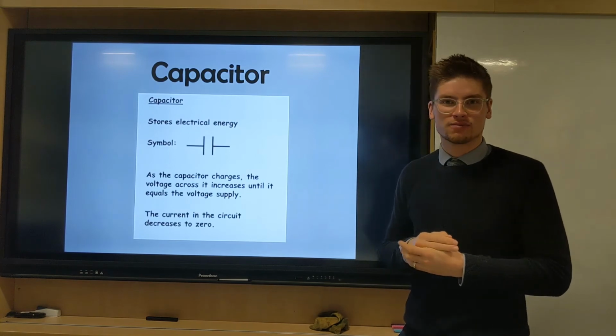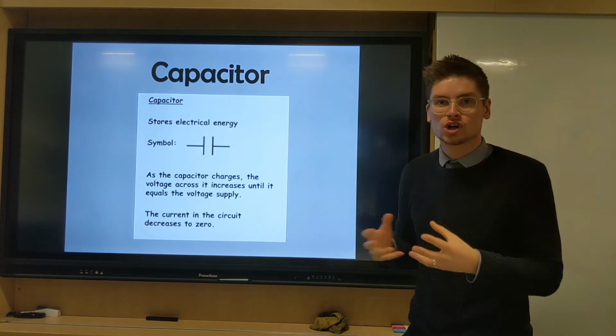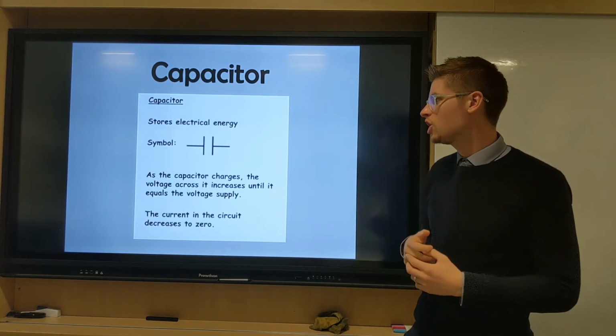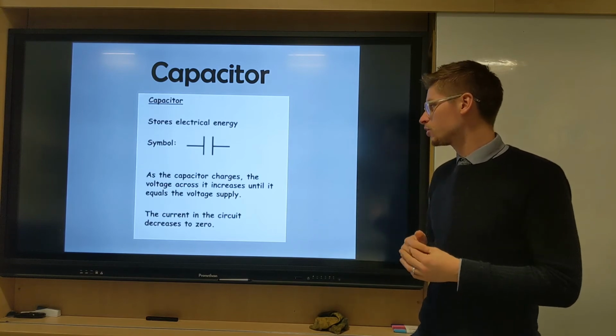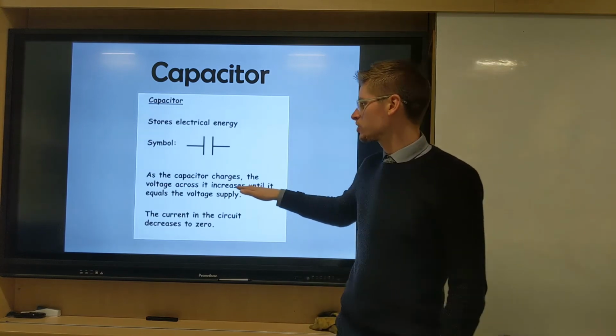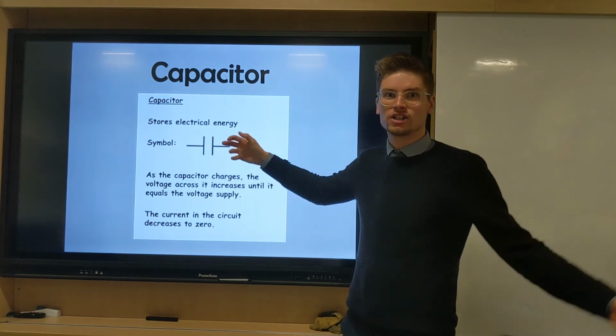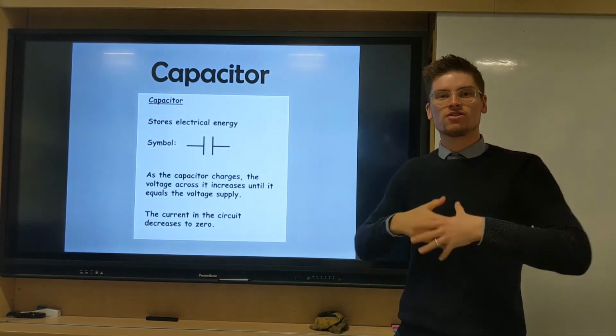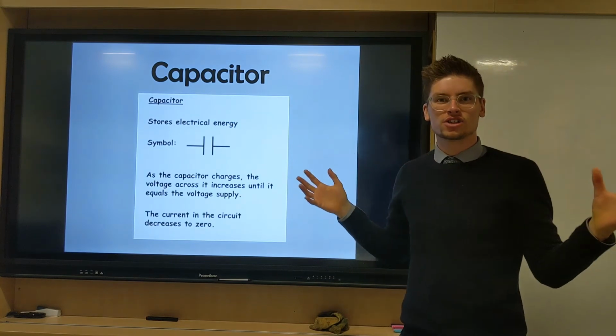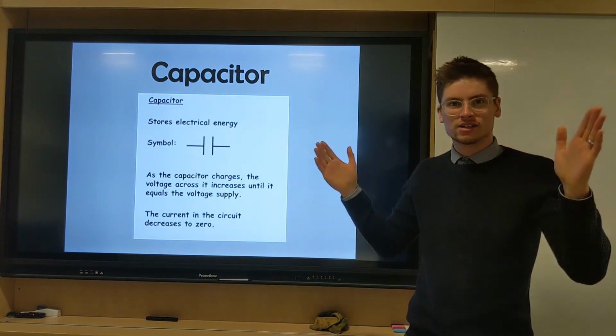And then we have a capacitor. And capacitors just store charge. Okay? Remember Q equals IT, charge? They store charge. Okay? Now, as the capacitor charges, the voltage across it increases until it reaches the supply voltage, and then everything in the circuit stops working because it's balancing out.